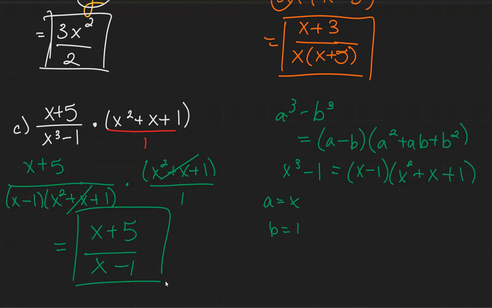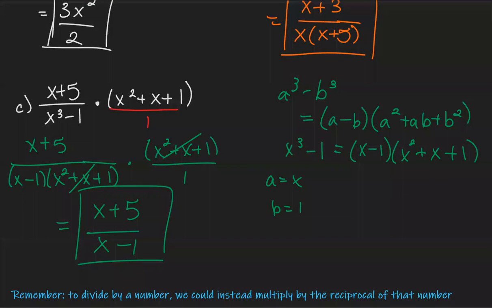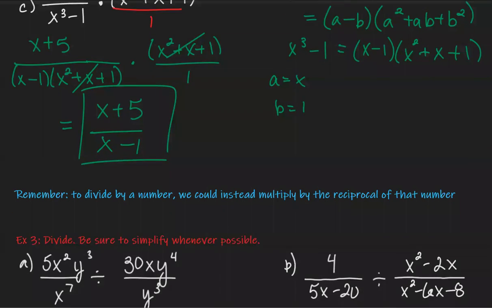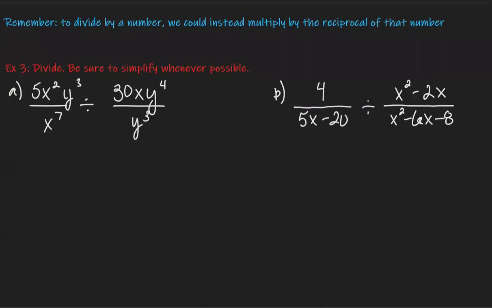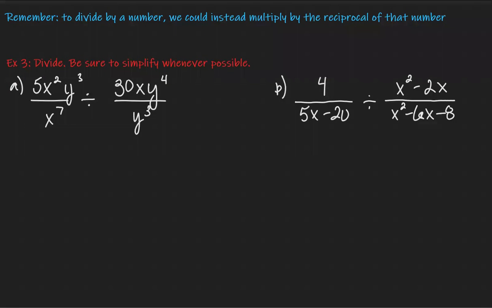Hooray. All right. Let's go ahead and just bulldoze through. I was going to make a separate part, but let's just finish up with a little bit of division. And it's nothing too crazy, nothing too different. All right. Because remember, to divide by a number, we could instead multiply by the reciprocal of that number. Whenever you have, say, 2 divided by 3/2, that's the same thing as 2 times 2 over 3.